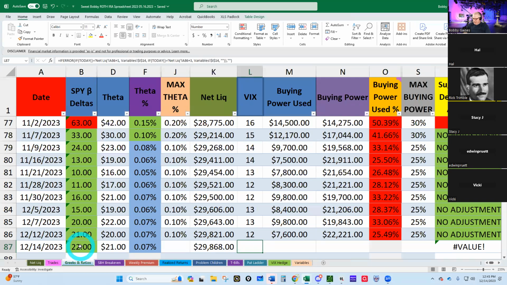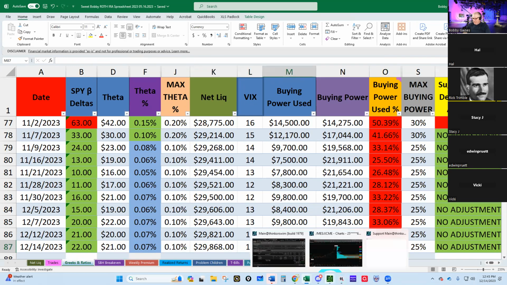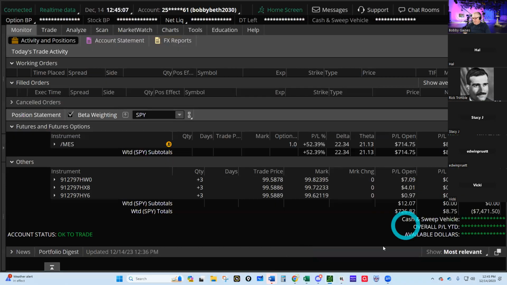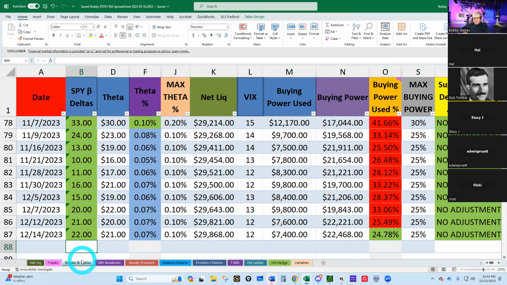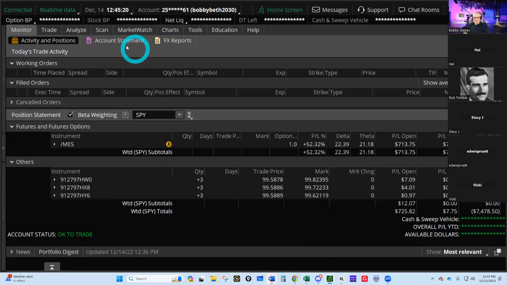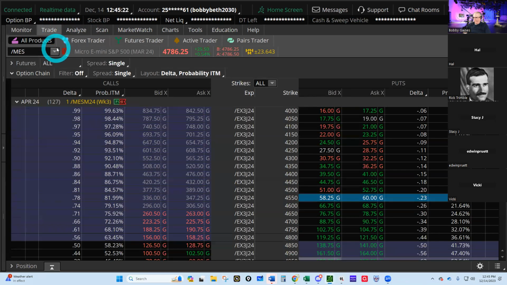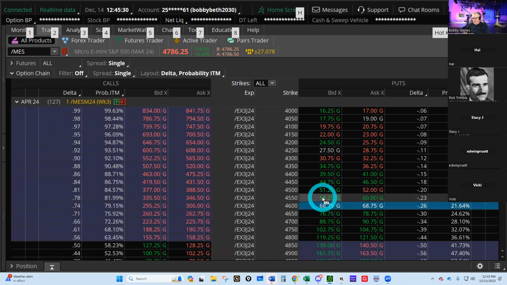Y'all see our theta is blue. Blue means cold, means we need more. Let's see what our buying power usage is. 7,400. Beautiful. So let's put on a trade over here as well. So what we'll do is go over here to the trade tab, macros, 127 days. We were going to do the 4600, 4550, and we'll just do one contract over here.